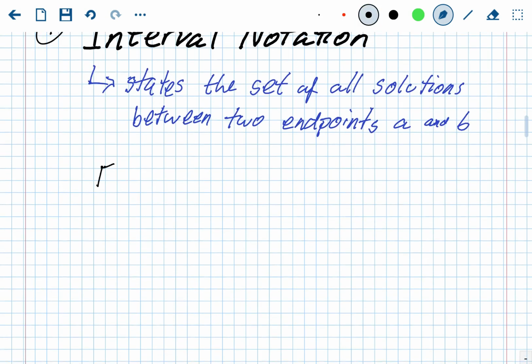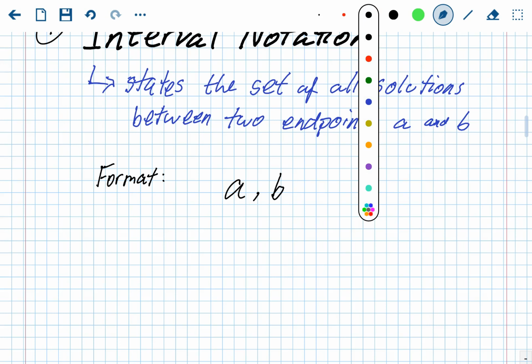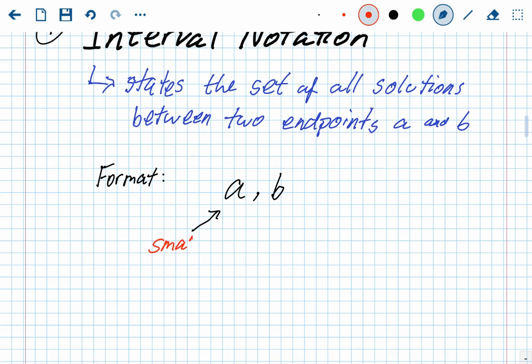for interval notation is you're just going to have your two endpoints, A and B, and you just separate them with a comma. So you've got endpoint A, endpoint B. Now endpoint A has to be the smaller number. Obviously one's going to be bigger than the other. A needs to be the smaller one, which means B has to be the larger number.